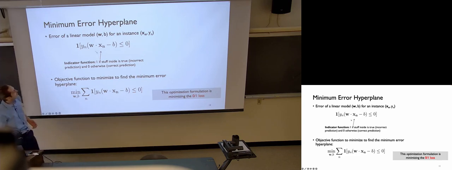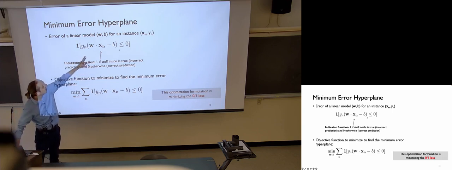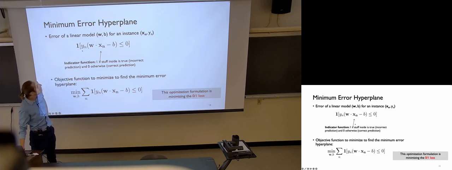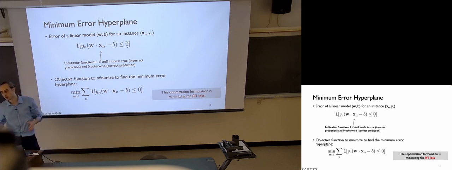To count the number of errors, we take an indicator function. This function indicates if the proposition inside the brackets is true or false. If this was indeed smaller than or equal to 0, then we got an error, so we count an error here. If it was not, then we do not count it.